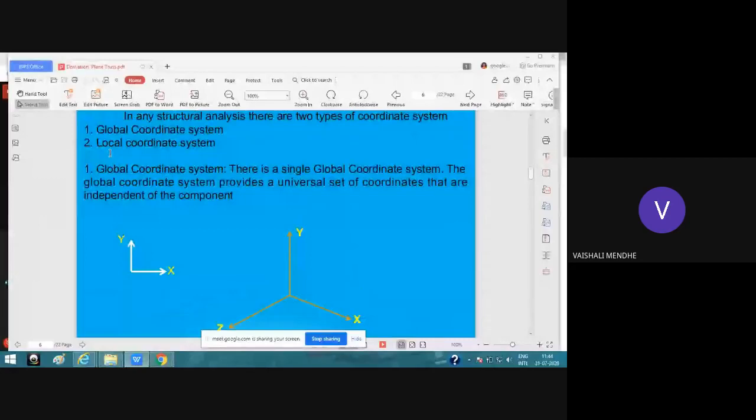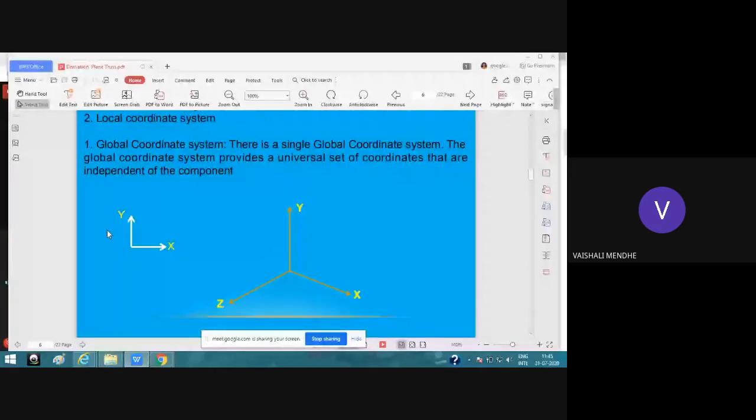And the second type is the local coordinate system. The local coordinate system will depend on the member. So local is also called member. So it is the local coordinate system or member coordinate system. That local coordinate system will change according to the member, but the global coordinate system will never change. You can see in this figure, this is your global coordinate system, a universal coordinate system which will never change.